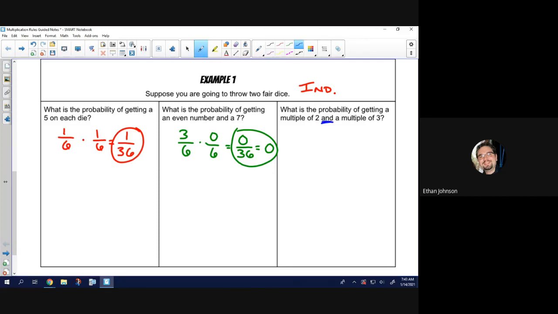So multiple of 2, so 2, 4, 6. So there are 3 options out of 6. And means to multiply. Multiple of 3, 3 and 6. So 2 out of 6. We're going to multiply across. So 3 times 2 gets us 6. 6 times 6 gets us 36.